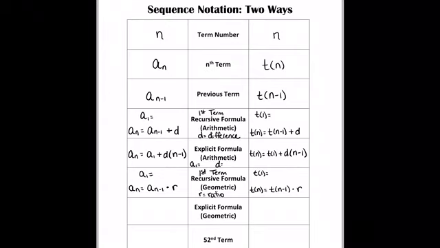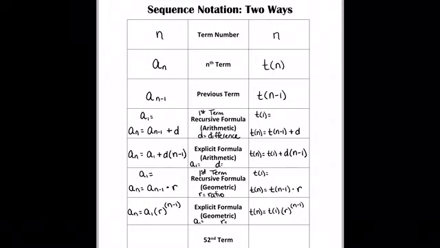For the explicit formula, now that first term, so that a sub 1, and the common ratio are going to have to be known to write your equation. So the nth term is equal to the first term times the common ratio to the n minus 1 exponent. In the other notation, we would say t of n is equal to t of 1, that's that first term, times the common ratio to the n minus 1 exponent.